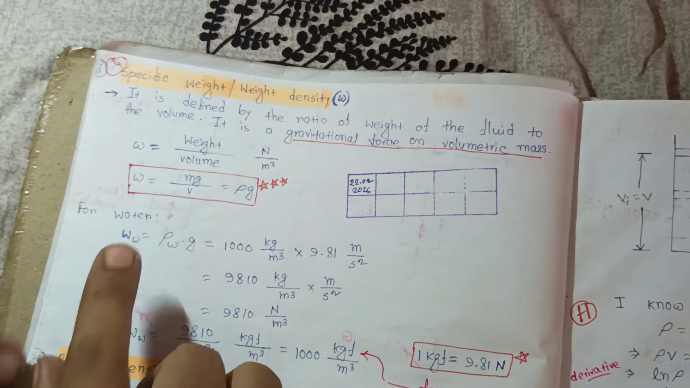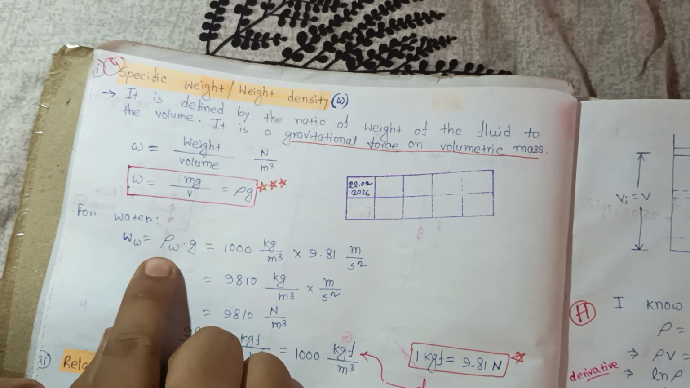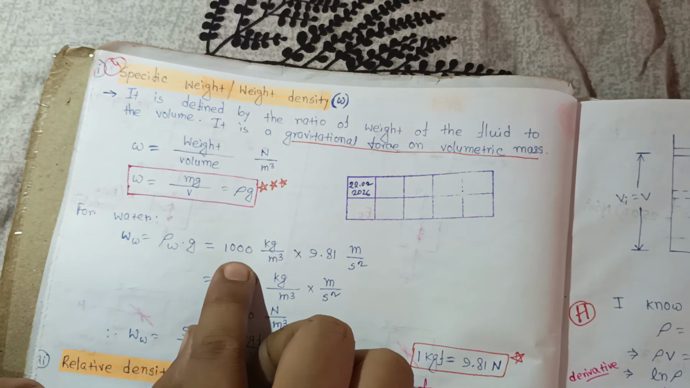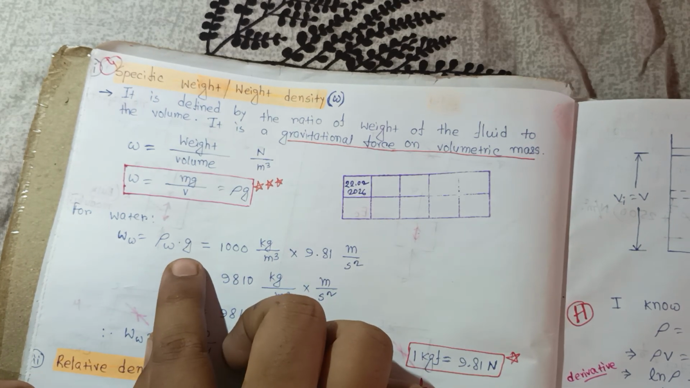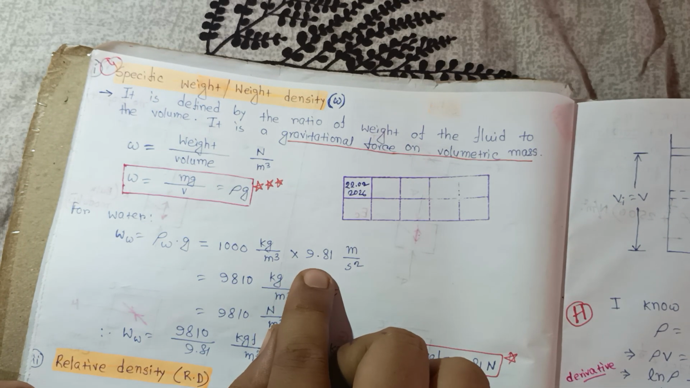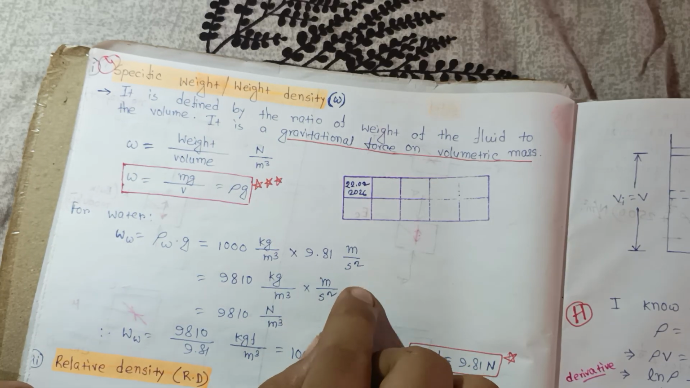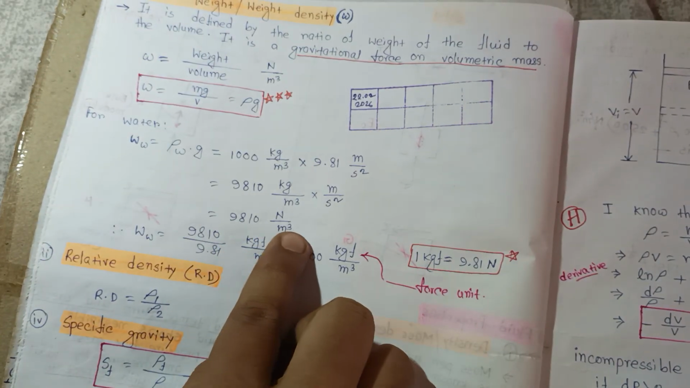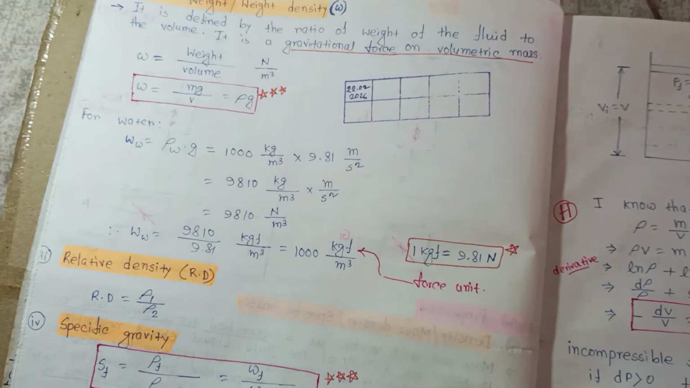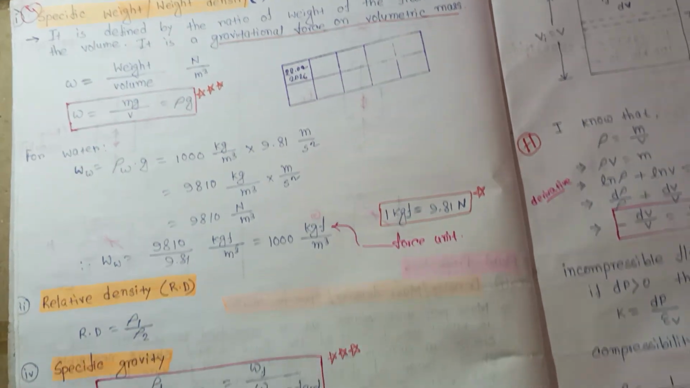For water, omega is equal to rho of water into g. Rho of water is 1000 kg per meter cube, and g is the gravitational acceleration, that is 9.81 meter per second square. If you calculate, that is 9810 Newton per meter cube.